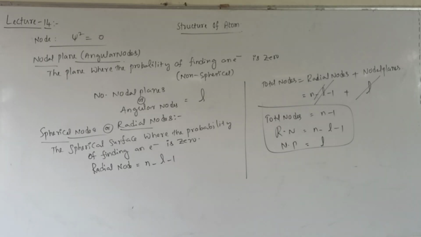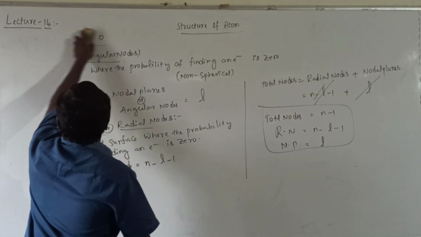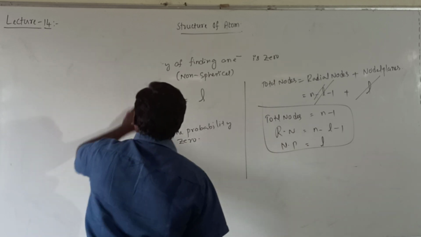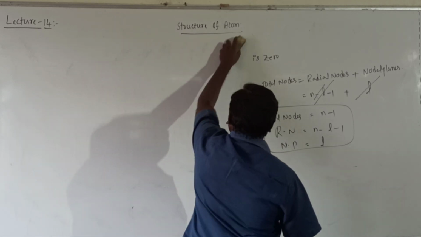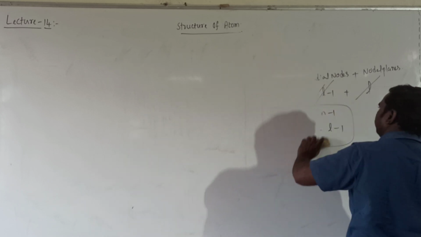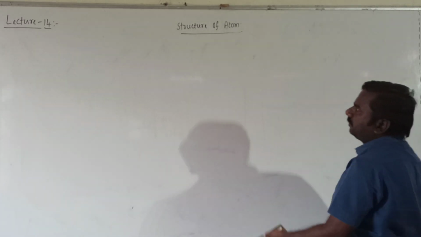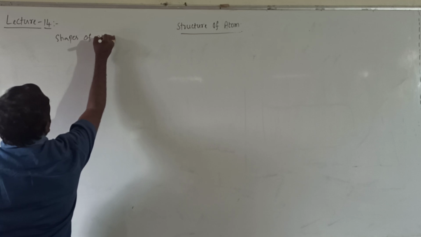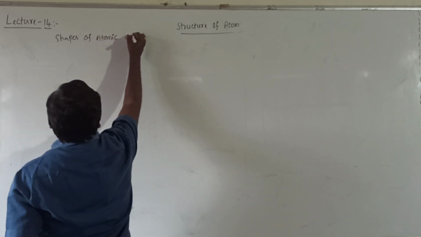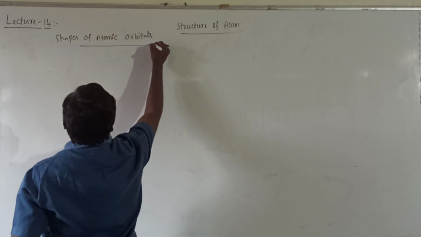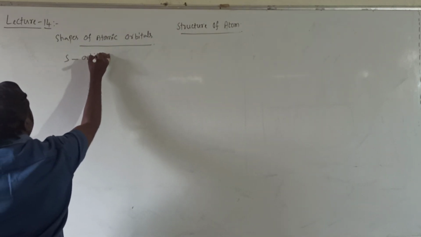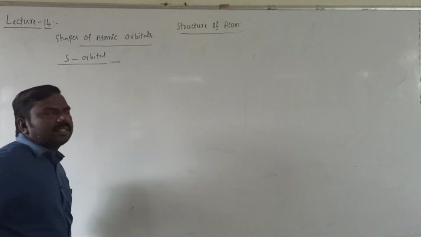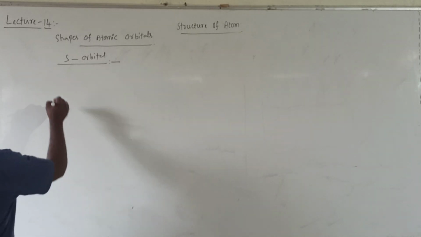Next, after this, shapes of atomic orbitals. First, we will take S orbital.